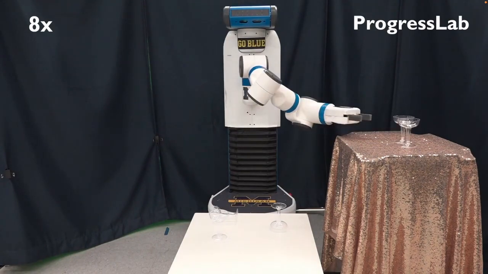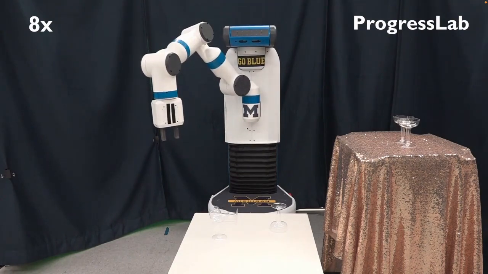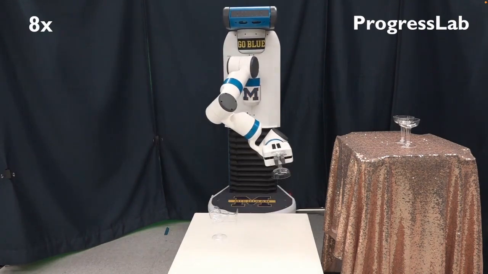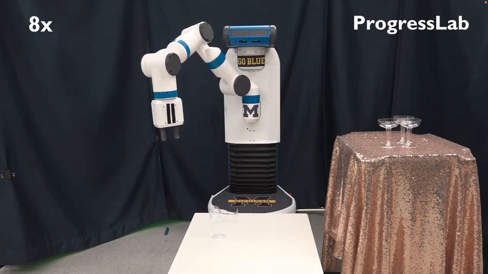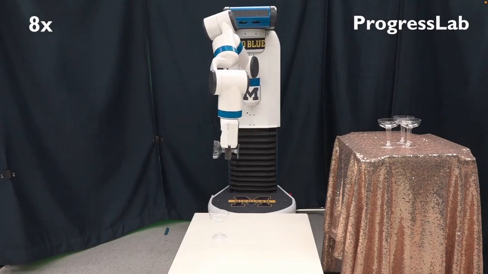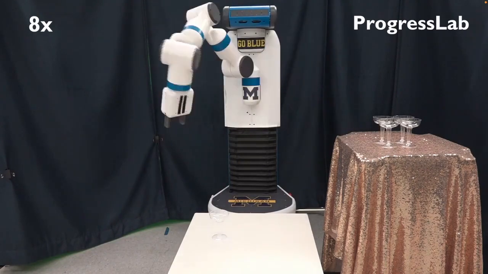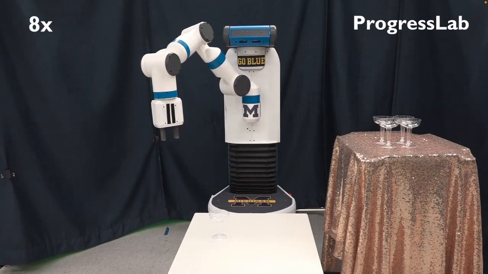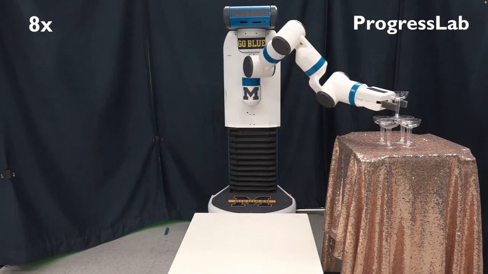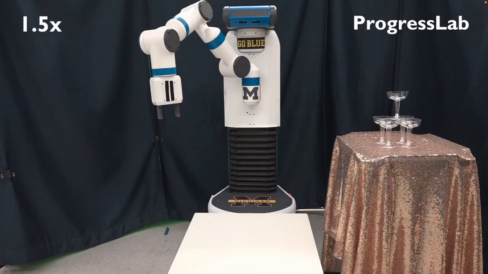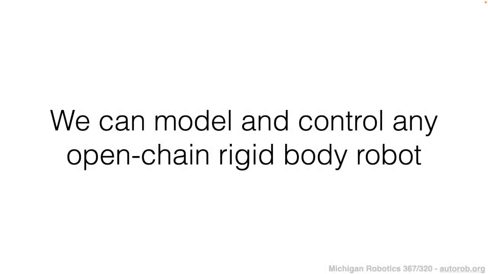That is ultimately what we're going to be working towards as we talk about forward kinematics and inverse kinematics. In this example, the robot wouldn't be able to successfully manipulate these champagne glasses if it didn't understand where its own actuation, its own end effector, was within space. With forward kinematics, we're going to be able to model and control any open chain rigid body robot that we can describe.